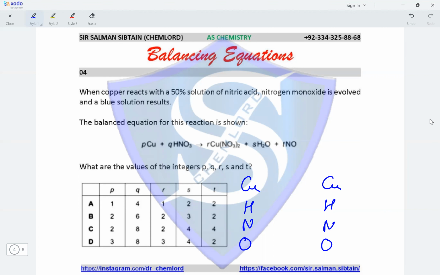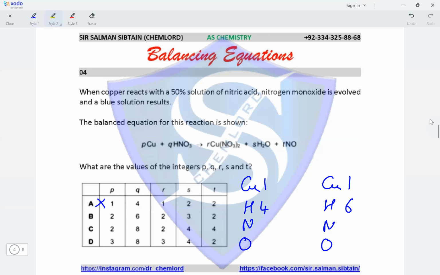So one by one, let's place the values as given in the option. So if P is 1, which makes copper 1 on the left, and R is 1, which makes copper 1 on the right. So for hydrogen, the value of Q is 4. So we've got 4 hydrogen on the left, and on the right, we've got a value of 3 for S, where hydrogen is present. So 3 twos are 6. We've got 6 hydrogen on the right. So that makes the balancing of the number of atoms on each side inconsistent, eliminating option A.